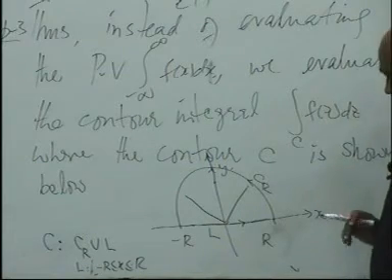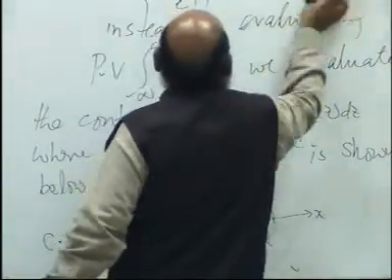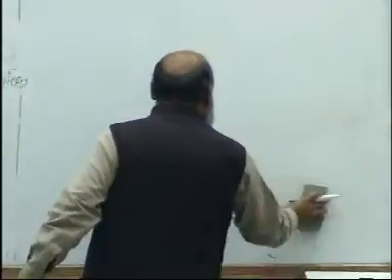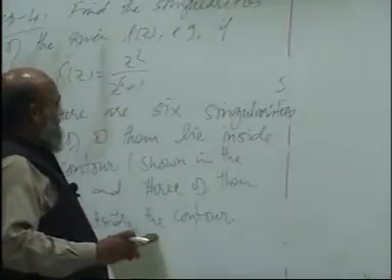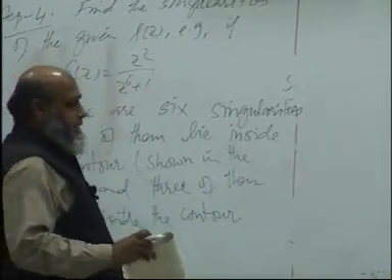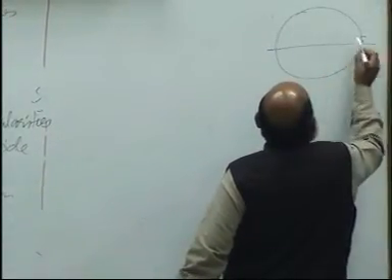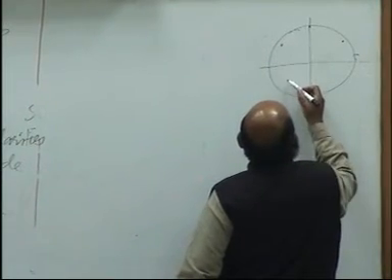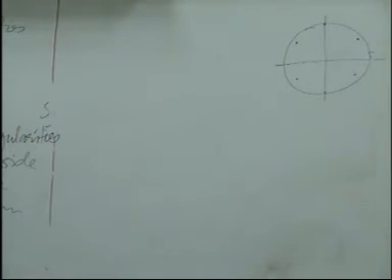What are the singular points? Let us see here. I think one is at 90 degrees because there is iota involved there. So if we have this unit circle, then one is at 90 degrees, one is at 30 degrees here, and one is here, and one is here. These are the 6 singular points.